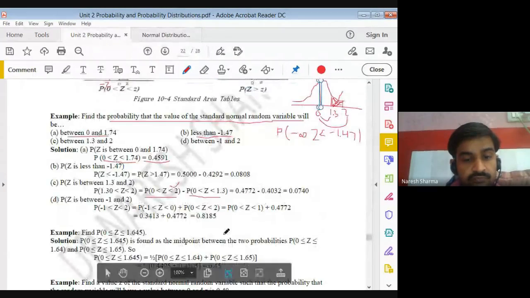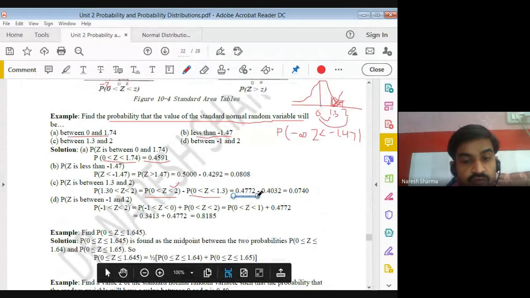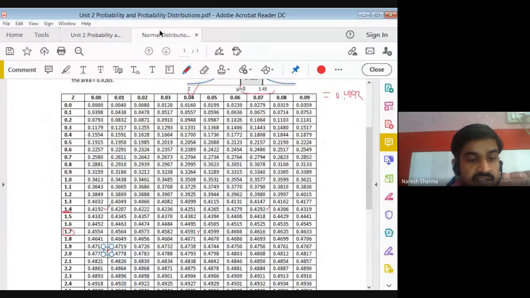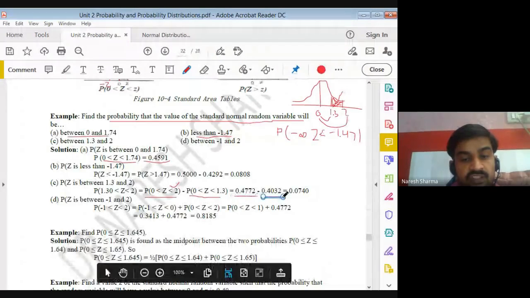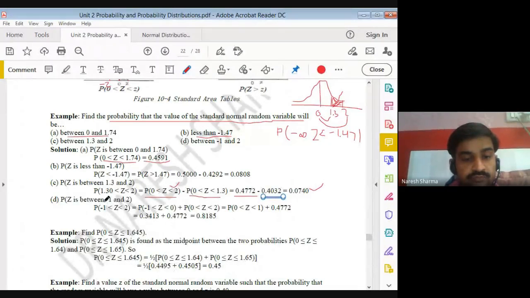0.4772. So it is 0.4772, and at 1.3 it is something 0.4032. So 0.4032. If you subtract this, you get the probability from 1.3 to 2. So similarly, we can understand one more example from -1 to 2.